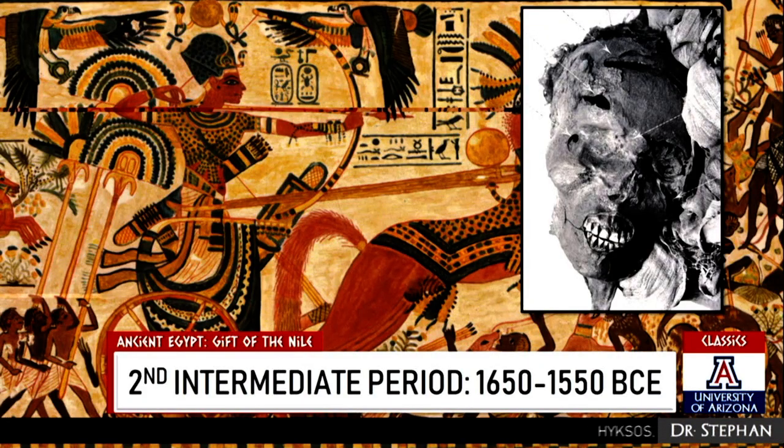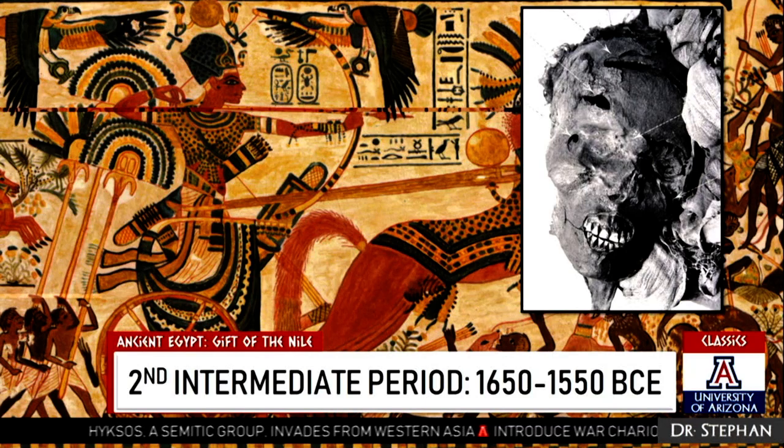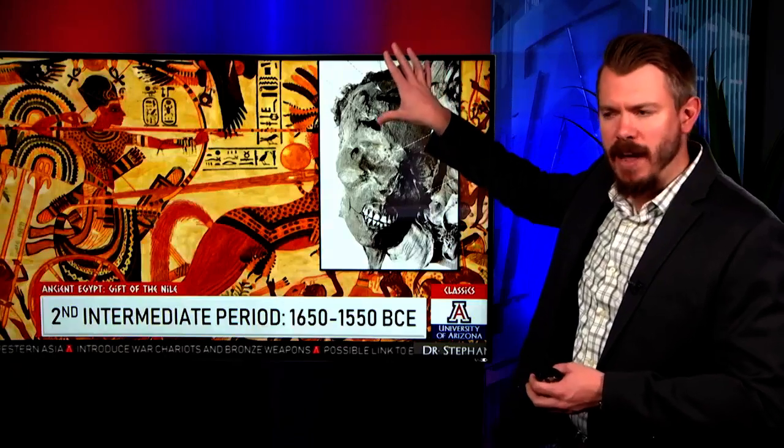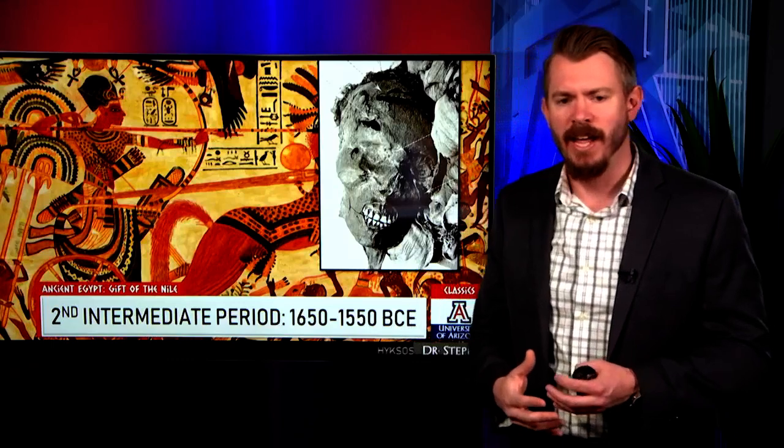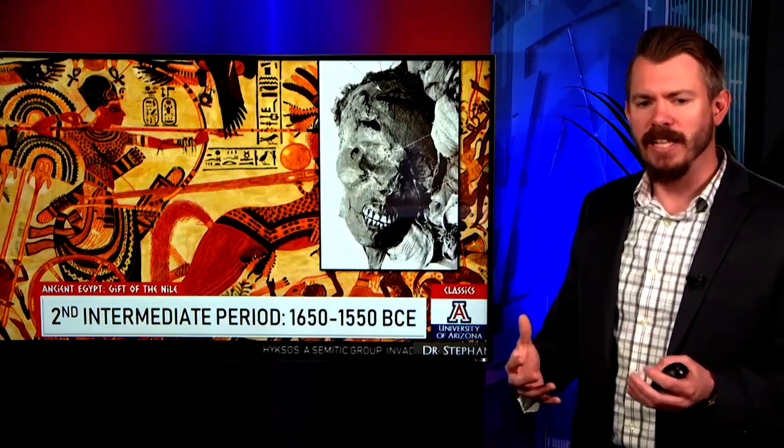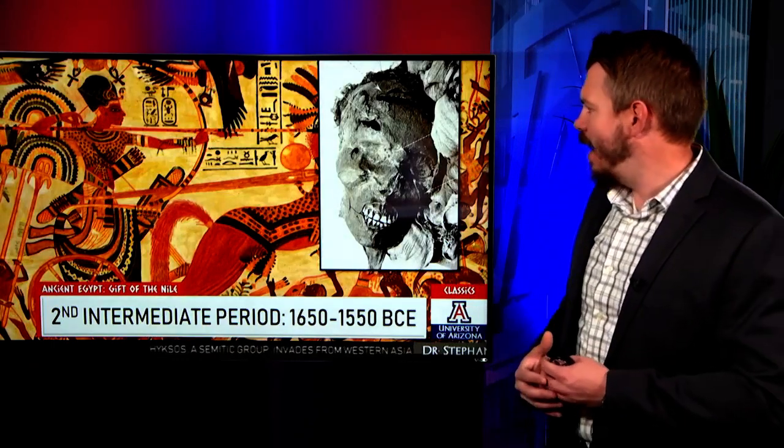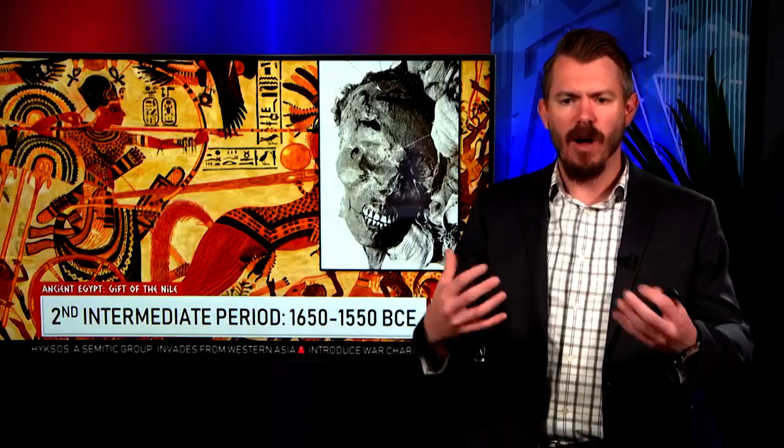Now, as the Middle Kingdom comes to a close, we get another one of these intermediate periods. And this one's particularly cool. We get this group of people coming in from the Near East, and they come down into Egypt bringing new technologies. They've got war chariots and bronze weapons.